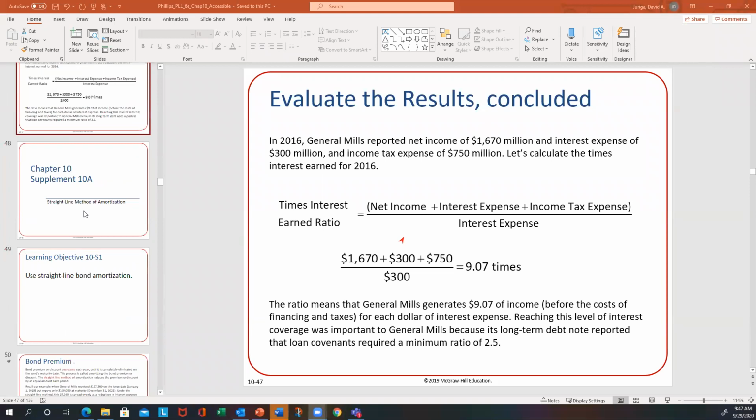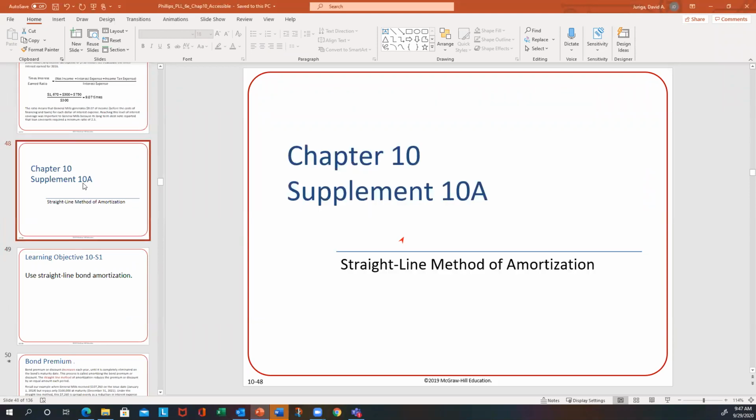And then the other part of this lecture video, I'll show you how you do what they call the straight line amortization and the effective interest rate amortization of your bonds.